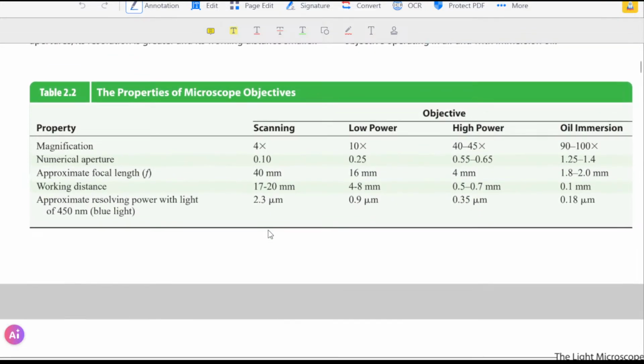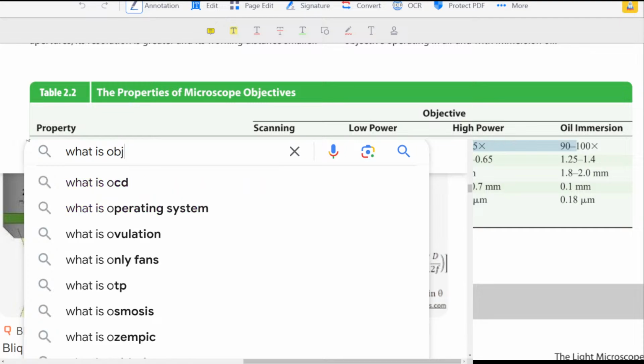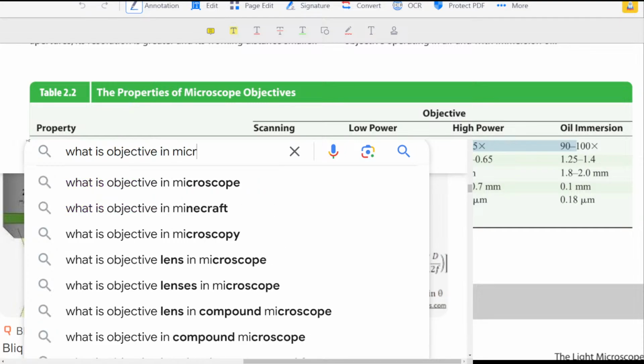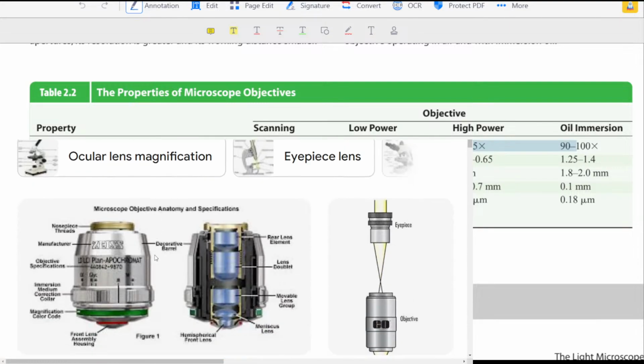Alright. The properties of microscope objective. So property, magnification. Guys, I'm not getting what is objective. What is objective? Isn't it the lens? I need to know. What is objective in microscope? I hope it is lens or I'm going to go crazy.